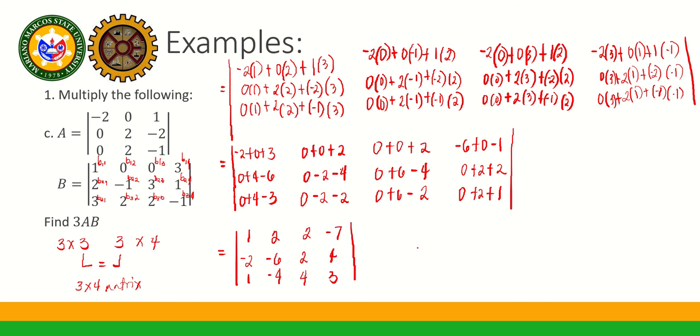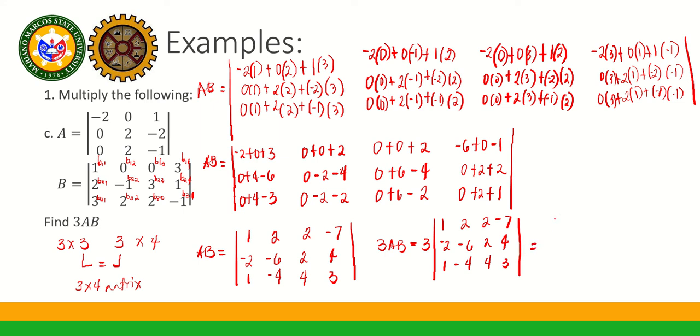But of course, hinahanap natin is 3AB. And this is equal to AB. AB lang to. Okay? So, we still need to distribute si scalar number na 3 sa ating matrix. So, this will be equal to 3 times 1, 2, 2, negative 7, negative 2, negative 6, 2, and 4. Tapos 1, negative 4, 4, and 3.